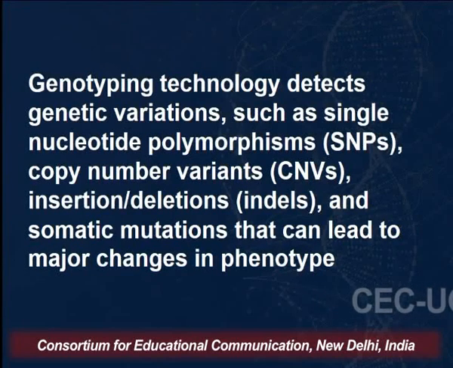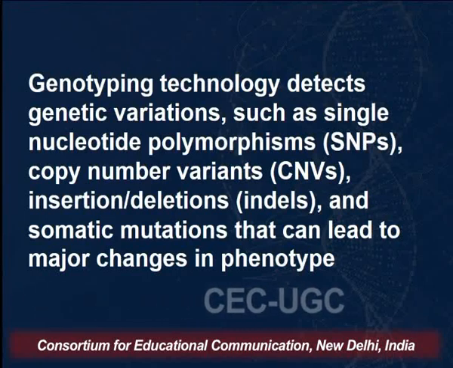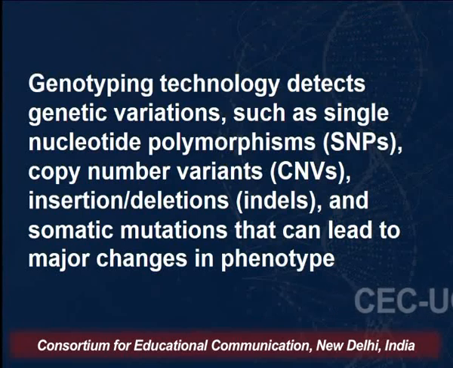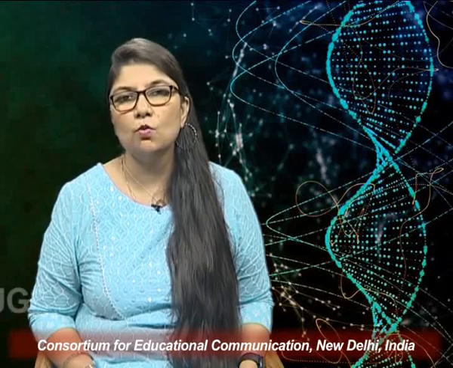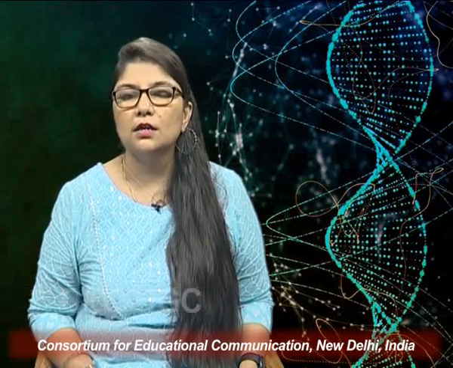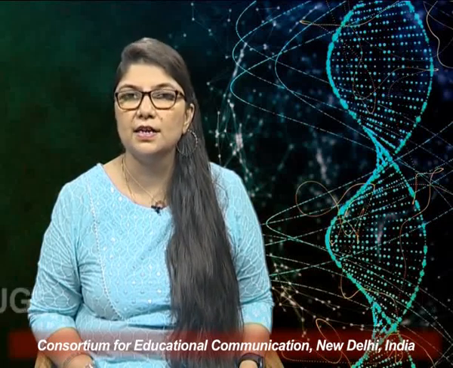The genotyping technology detects genetic variations such as single nucleotide polymorphisms or SNPs, copy number variants, insertions or deletions called indels, as well as somatic mutations that can lead to major changes in the phenotype. So the genotyping technology can detect these kinds of variations, and these variations can be quantified. Again, the different DNA or RNA can basically be quantified and these things can be assessed.